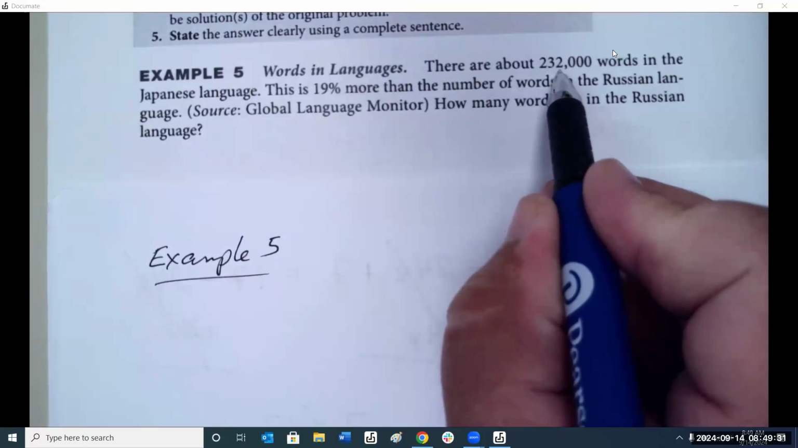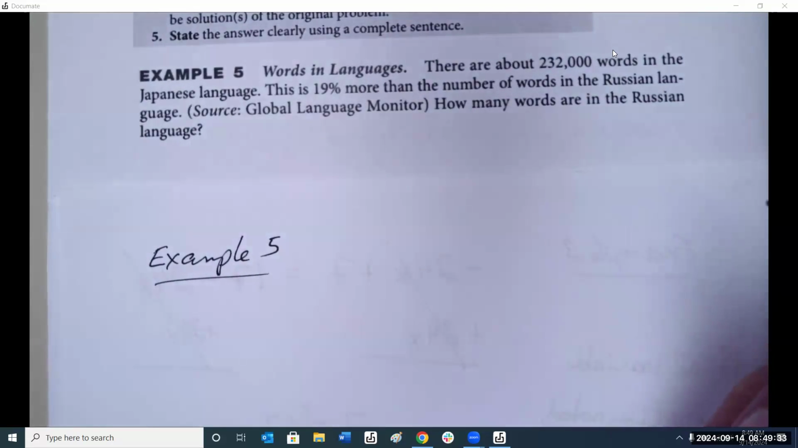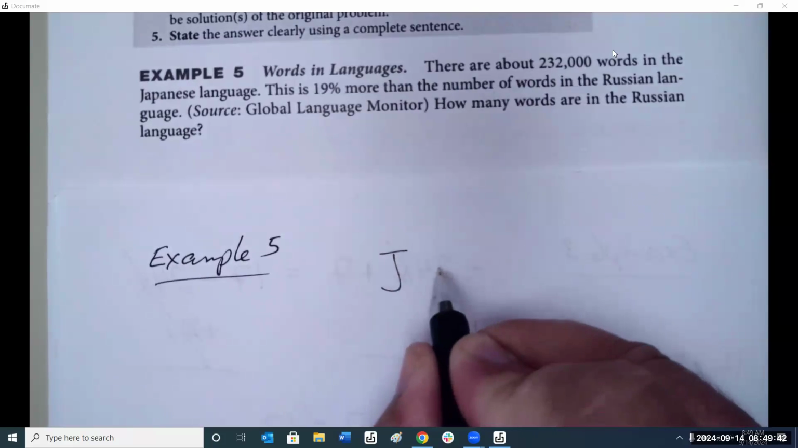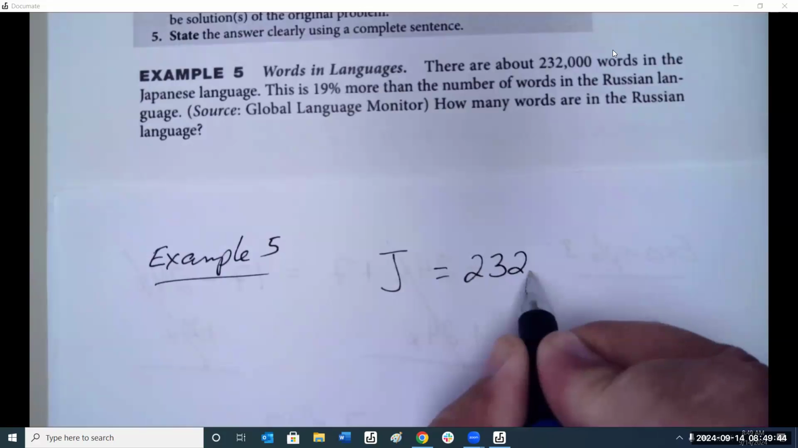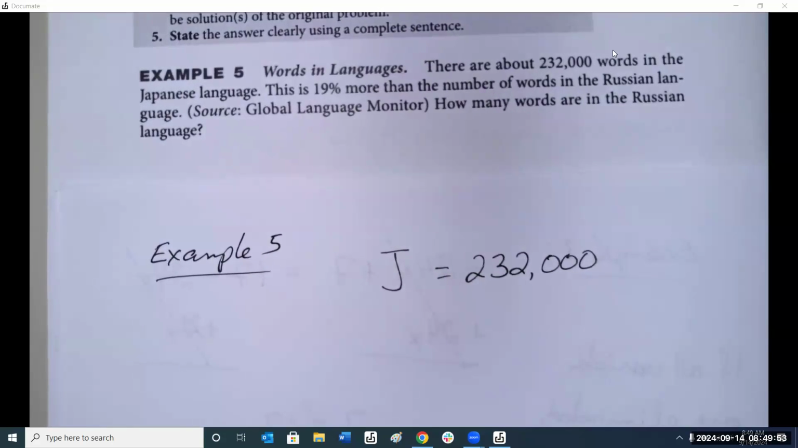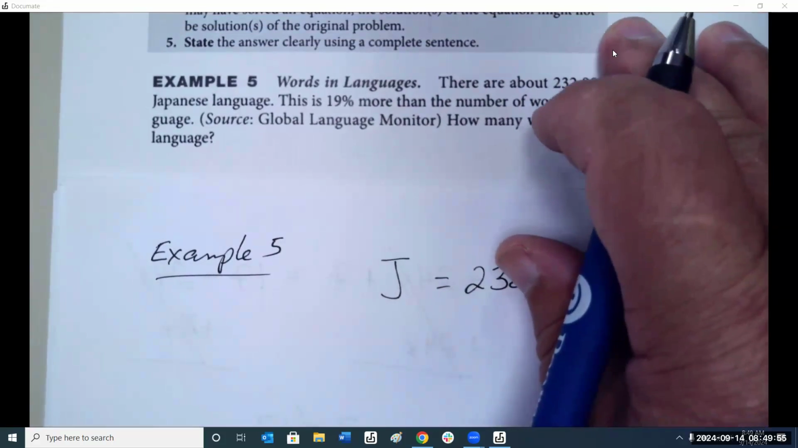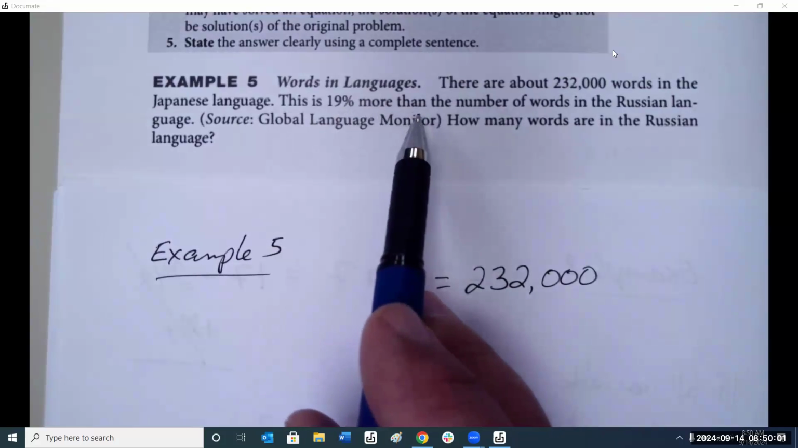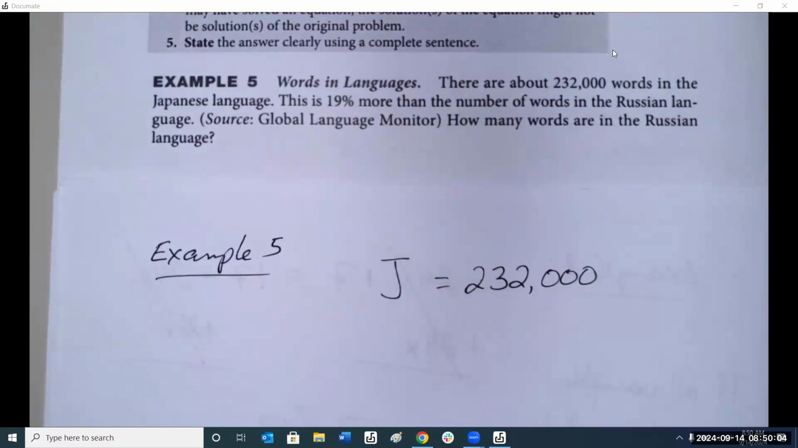There are about 232,000 words in the Japanese language. So the Japanese language has 232,000 words. Instead of looking for it, just go ahead, it's on the board. Don't waste your time looking for it. I'm not going to stop. The second sentence: this is 19% more than the number of words in the Russian language. Uh-oh. 19% more than the words in the Russian language. How do we put that into math?